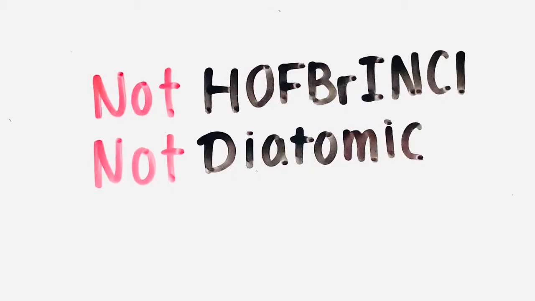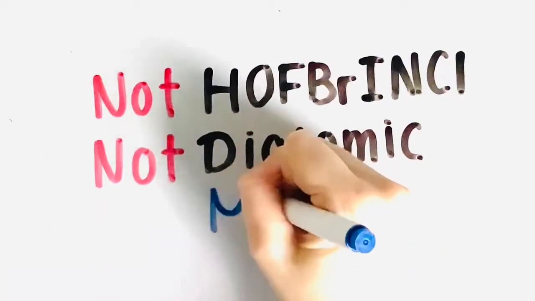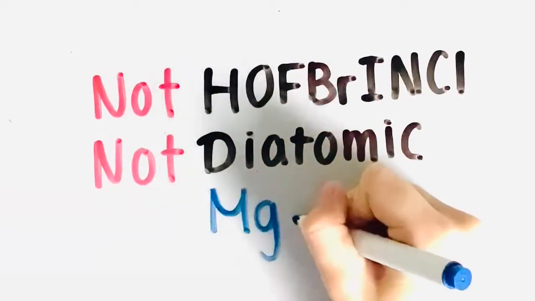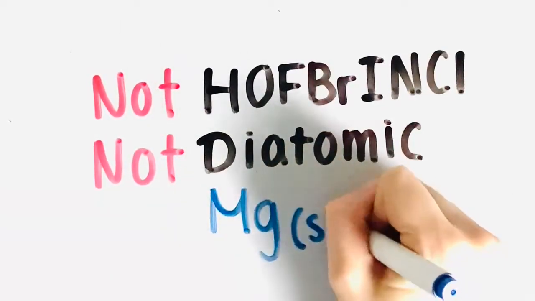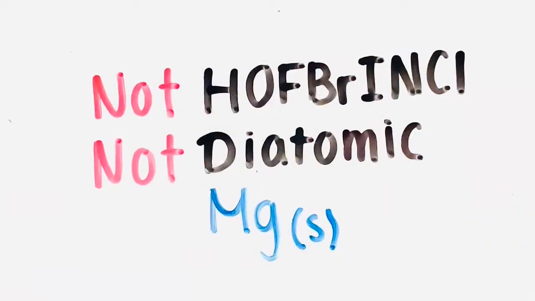If the elements are not part of Hofbrinkel, they are not diatomic, so you would only write out the element symbol and the state as a subscript in brackets. For example, magnesium would be written as Mg with a subscript of s in brackets.